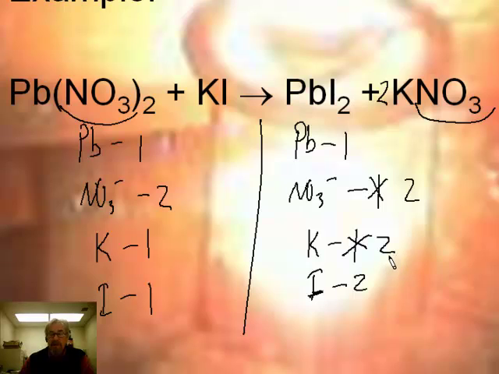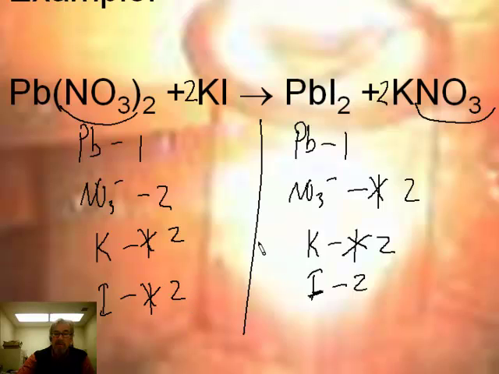Well, if I look back at KI on the left-hand side, I can just put a 2 in front of KI, and that will change my potassium to 2. At the same time, it changes my iodine to 2, and that's what I needed in the first place. So now my reaction is balanced.